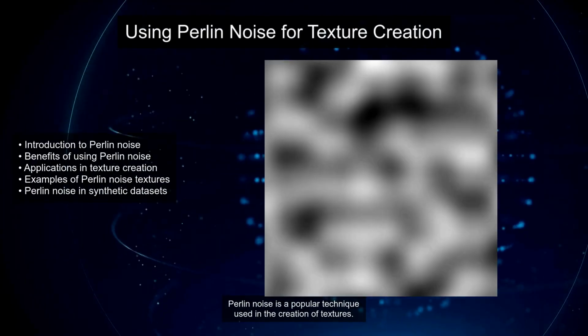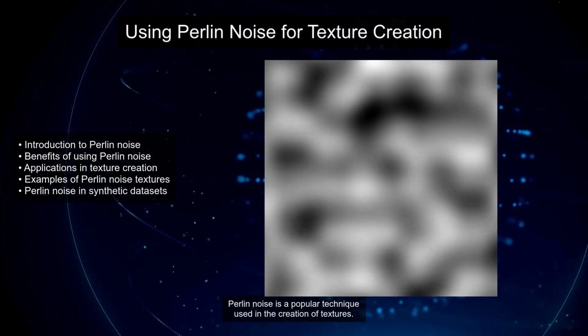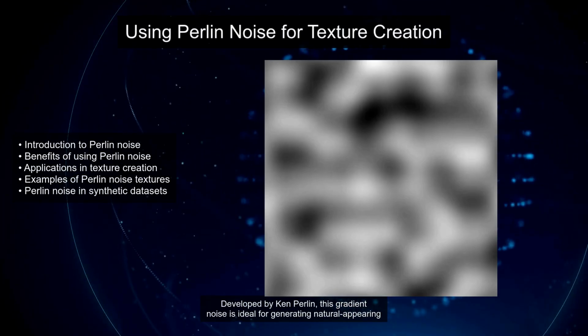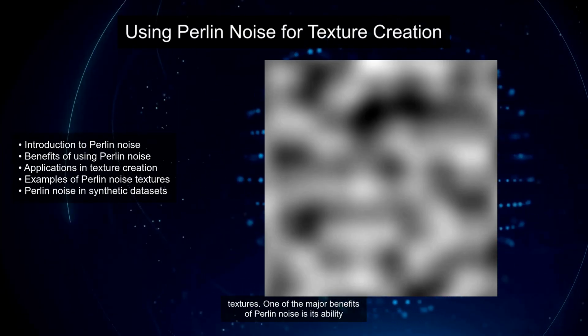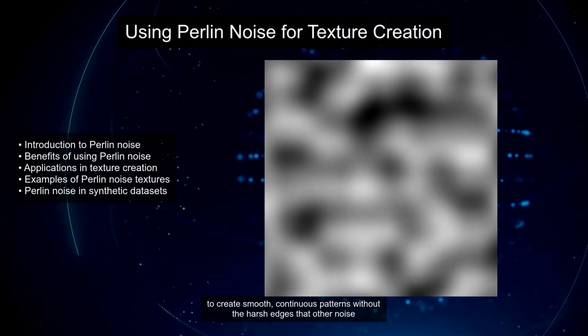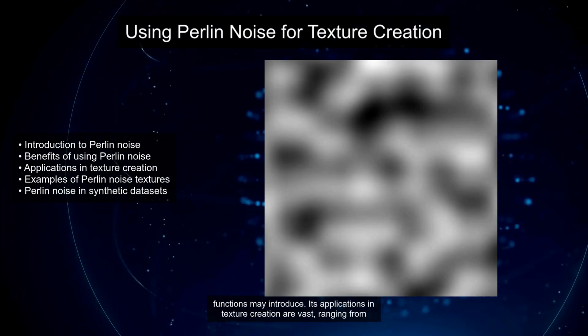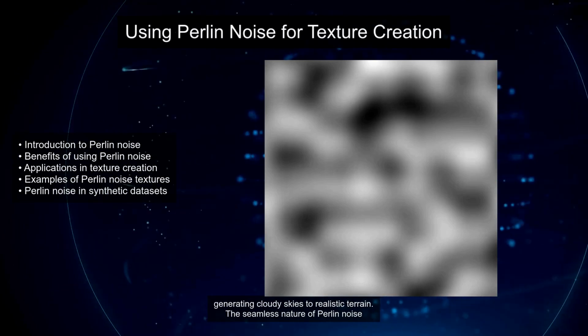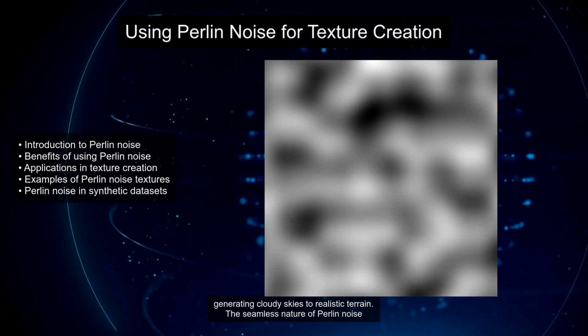Perlin noise is a popular technique used in the creation of textures. Developed by Ken Perlin, this gradient noise is ideal for generating natural-appearing textures. One of the major benefits of Perlin noise is its ability to create smooth, continuous patterns without the harsh edges that other noise functions may introduce. Its applications in texture creation are vast, ranging from generating cloudy skies to realistic terrain.